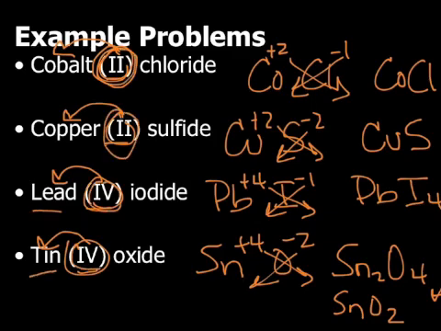So again, when you're writing the formulas, the charge of the metal now comes from the Roman numeral, so that belongs to those metals. And then the anion charge, the second piece of this, that just comes from the periodic table, the same way you got those charges for just the regular single charge metals.